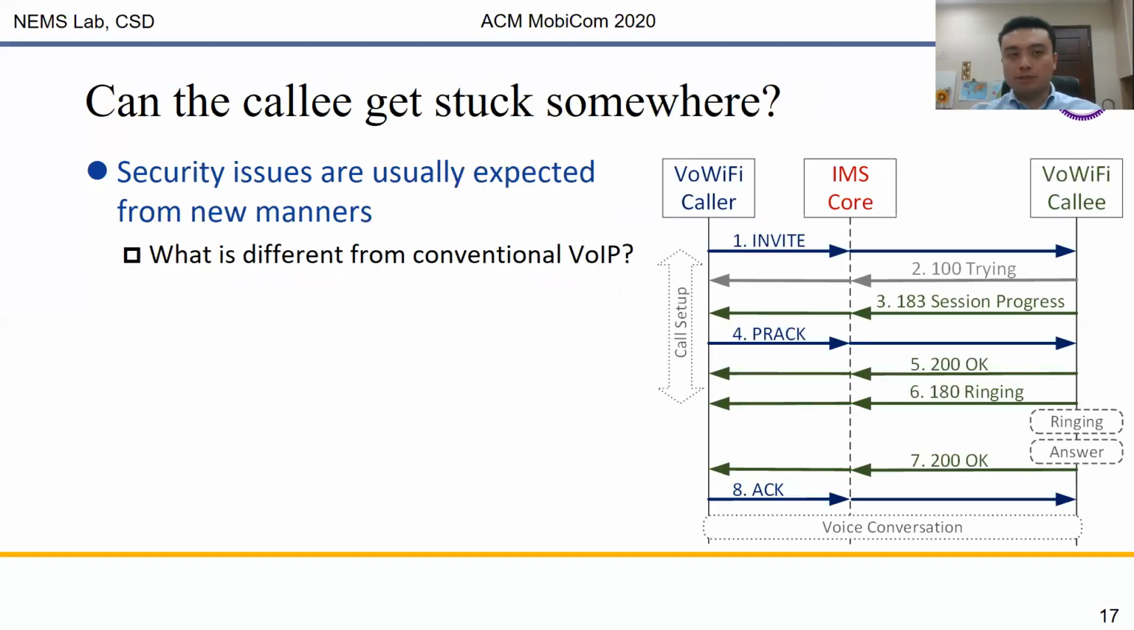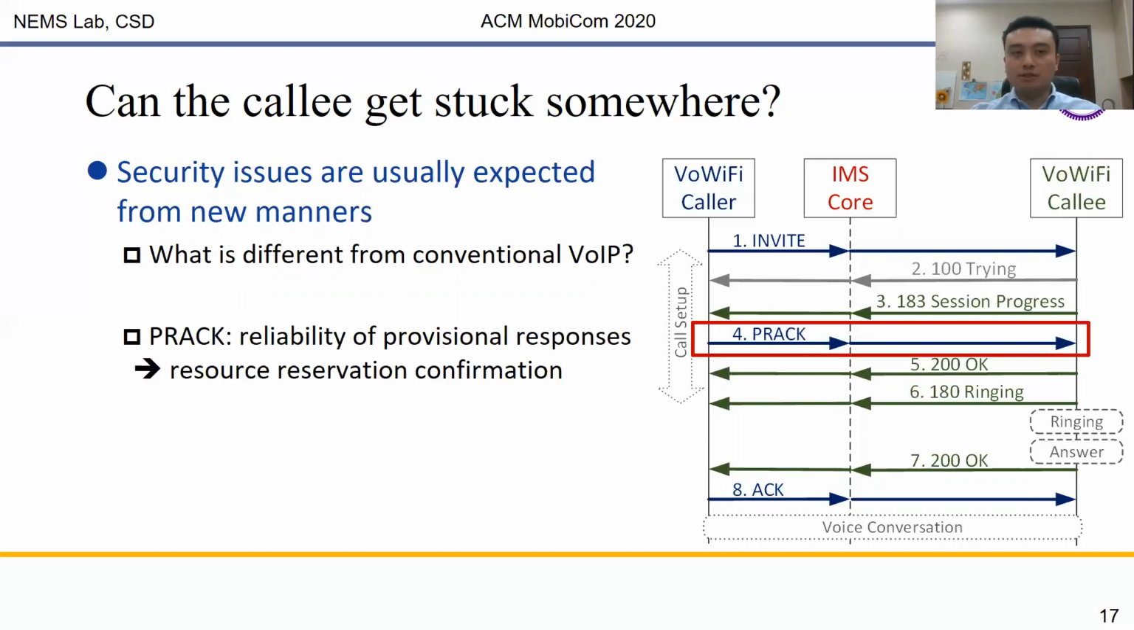For the second question, can the callee get stuck somewhere? Security issues are usually expected from new methods. So we try to examine the call procedure to see what's different compared with the conventional VoIP call procedure. We observe that there is a new control message which is called PRACK. This is used for the reliability of provisional responses such as session progress.